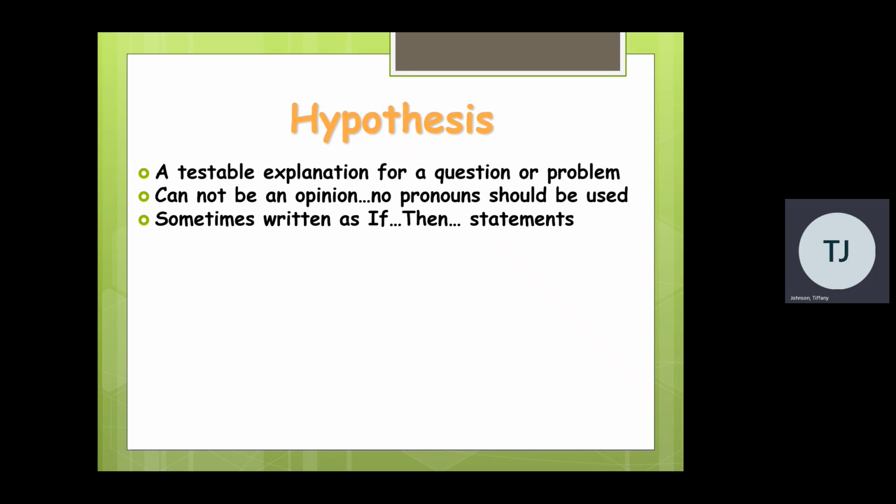So the best hypotheses are written in an if-then statement. And when you write a hypothesis in an if-then statement, then it's very easy to identify the independent and dependent variable. Because the way that the independent and dependent variable go in the statement is if the independent variable, then the dependent variable. So you can figure that out real easy.